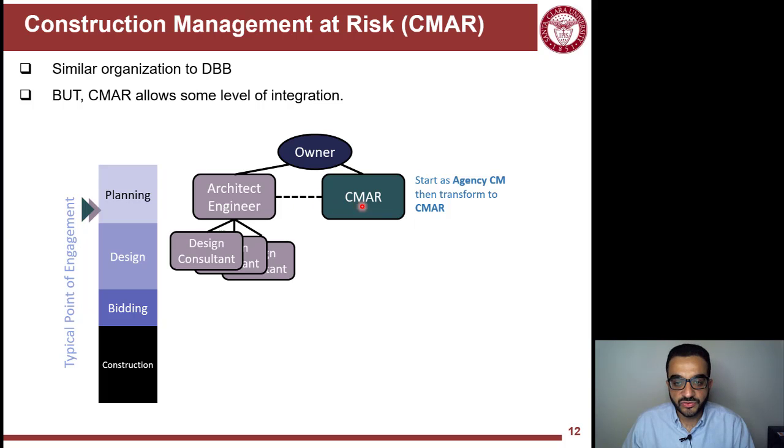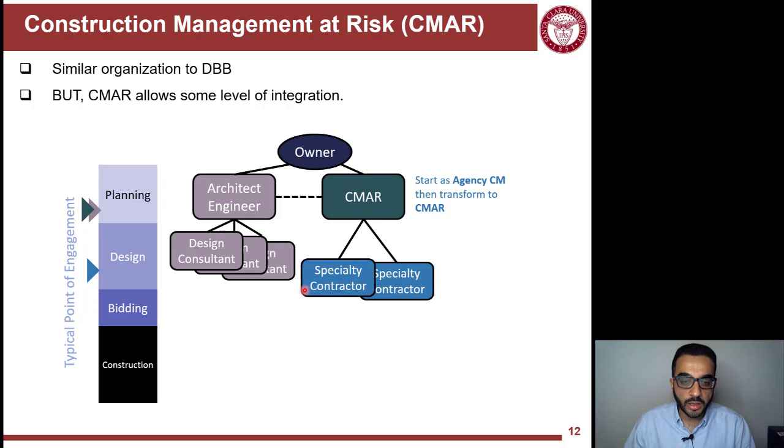And this dotted line here is reinforcing that indirect relationship. But here the CMAR is hired to give input to the architect on how things will be built, like what would be a constructible design. So these two entities are hired. The CMAR is acting as a consultant to the architect and the owner to provide input on how to build things. And the architect will hire the other consultants to complete the design.